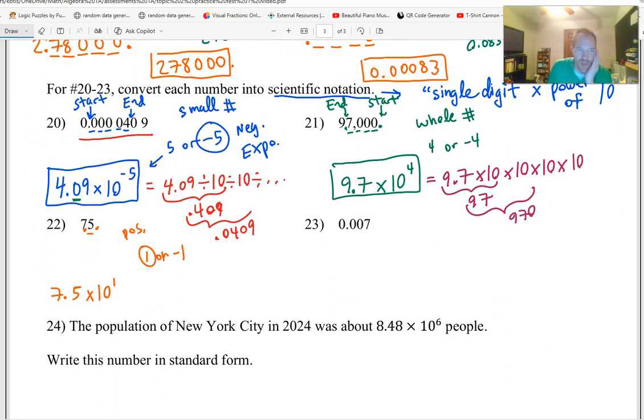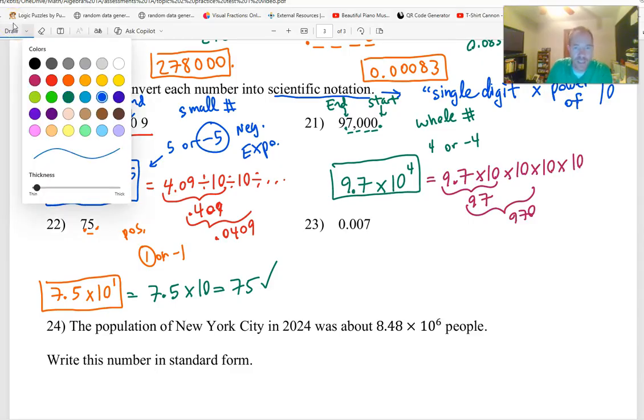So 7.5 times 10 to the first. And that one's easy enough to check because if you write that out in standard form, it's just 7.5 times 10. That's it. And you might know that. Yeah, that's 75. And that's what I started with. So 7.5 times 10 to the first, that's my scientific notation. Okay. One more in this section, 0.007, changing that to scientific notation.